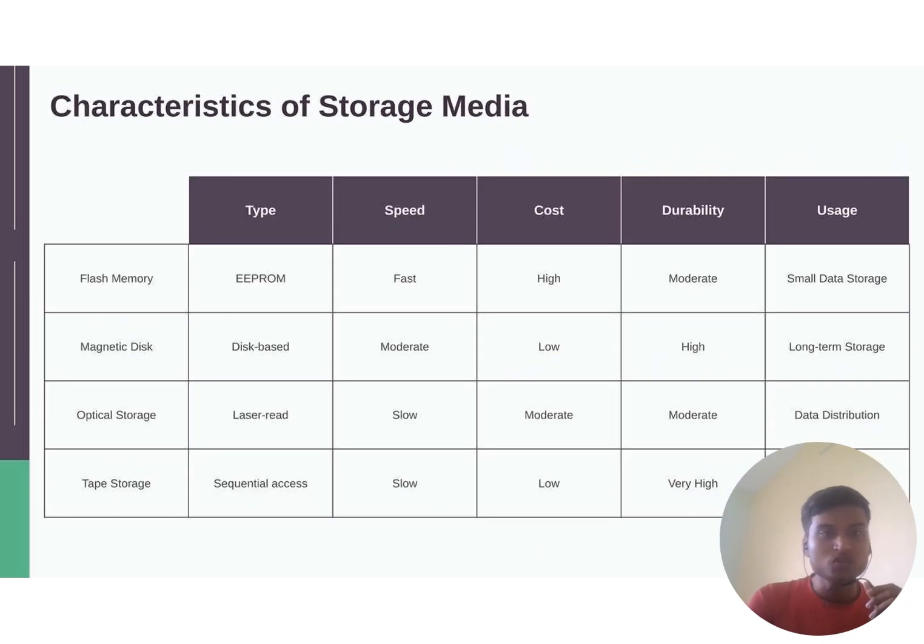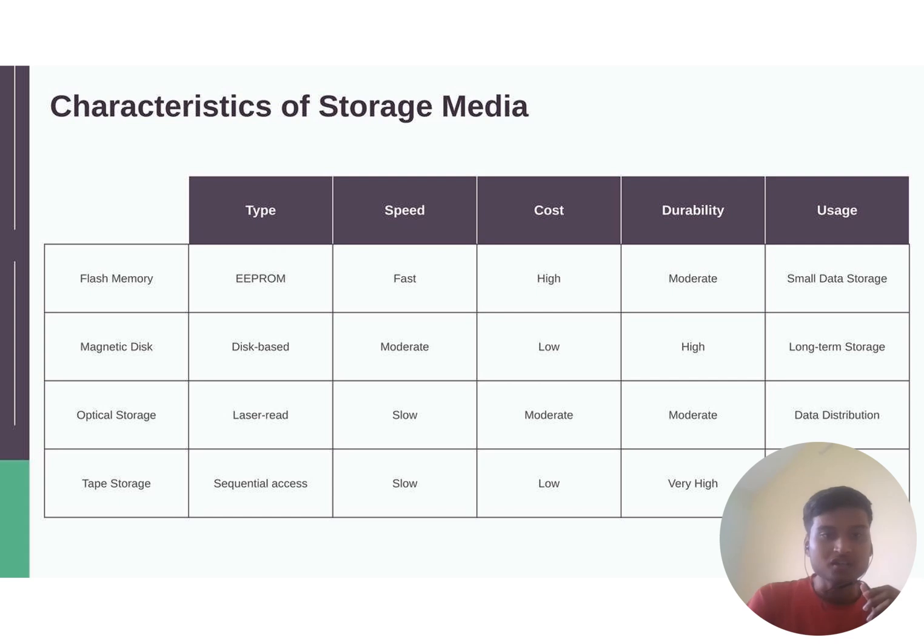Then moving ahead to the characteristics of storage media. There are four types of storage: flash memory, magnetic disk, optical storage, and tape storage. For each, there are characteristics like type, speed, cost, durability, and usage. For flash memory, the type is EEPROM, speed is fast, cost is high, durability is moderate, and usage is small data storage. For magnetic disk, type is disk-based, speed is moderate, cost is low, durability is high, and usage is long-term storage.